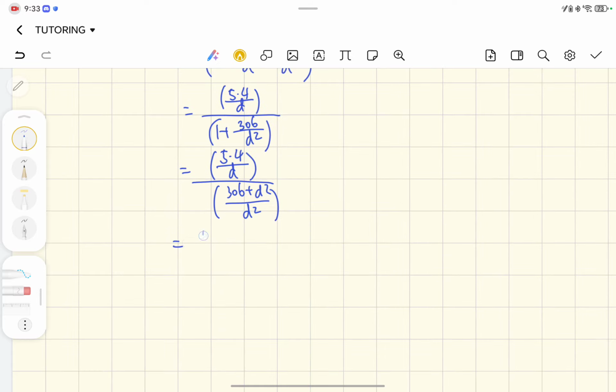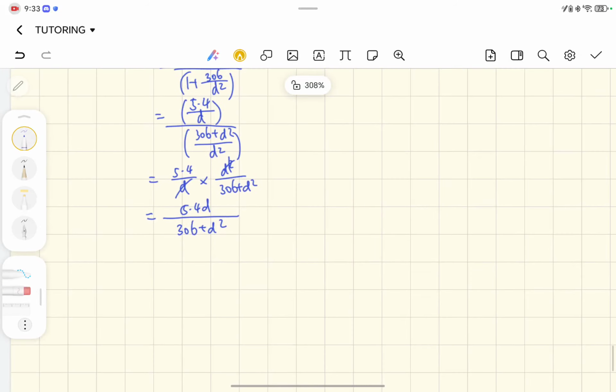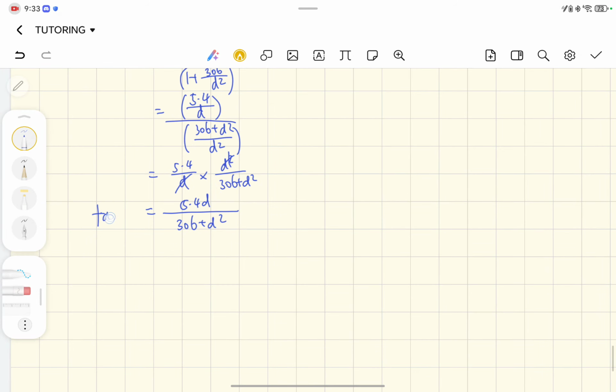Now this becomes 5.4 over d times d squared over 306 plus d squared. We're dividing by a fraction, so we multiply by the reciprocal of the fraction. The d cancels out and the square goes. It becomes 5.4d over 306 plus d squared. And this is tan theta.